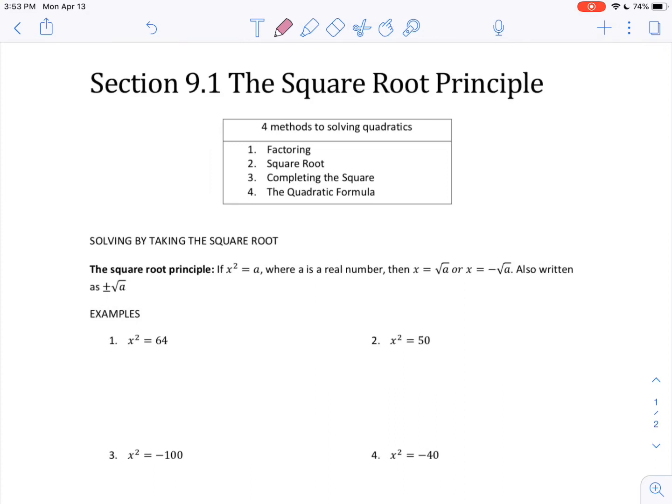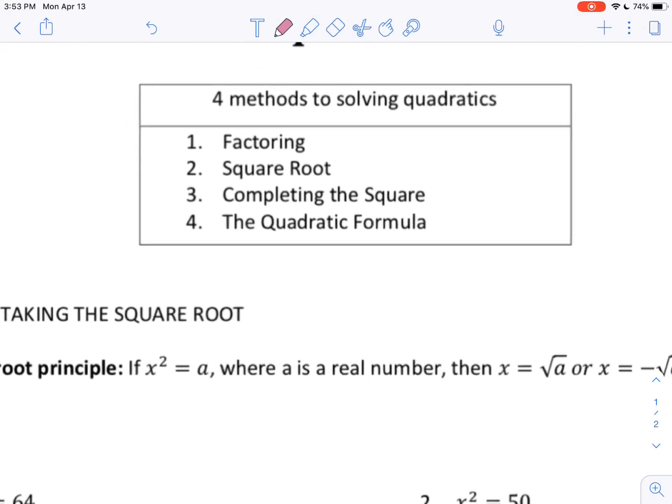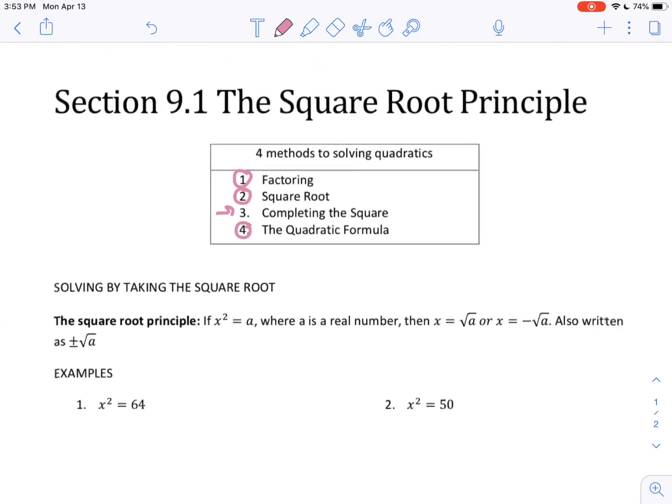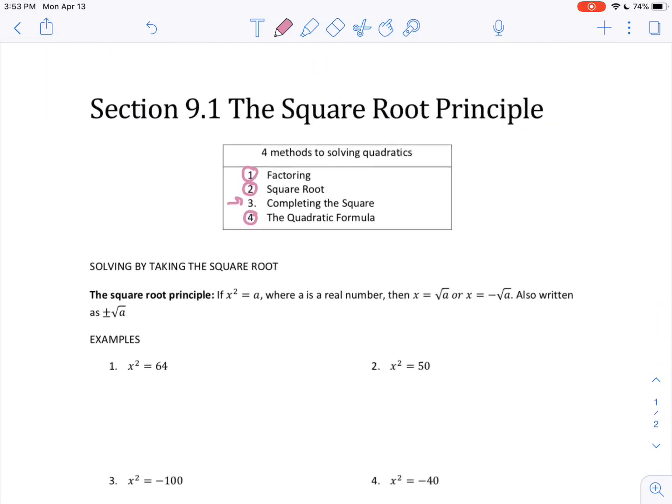Okay, so hopefully from freshman year you remember that there are 4 different methods to solving quadratics. That means solving equations that have something squared. Freshman year, you definitely solved by factoring, which we've done a bunch this year. You learned solving by taking the square root, and you learned the quadratic formula. You just haven't learned completing the square, which you will learn in our next lesson. But today, we're just going to refresh your memory on solving by taking the square root. Okay?